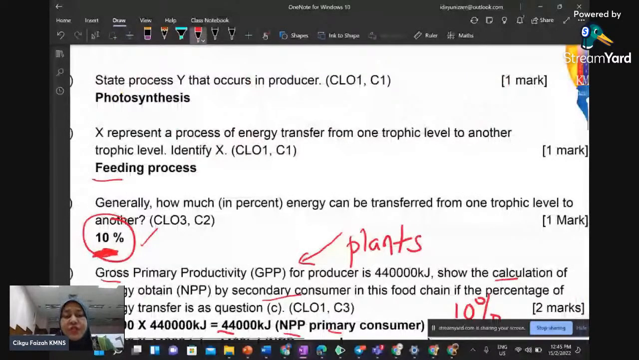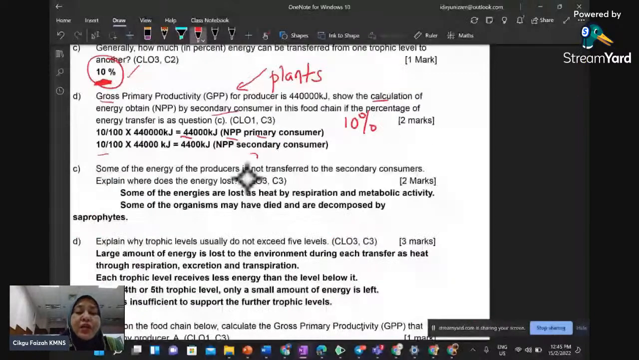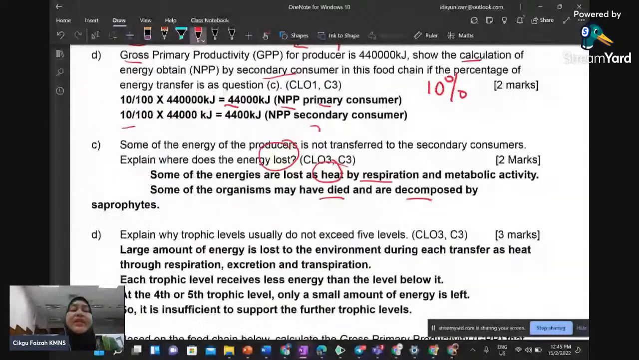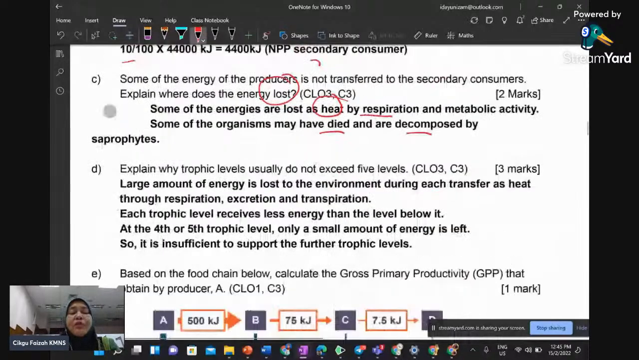Then the question will ask, where does this energy loss go? As a human being or as a living organism, they will lose energy as heat during respiration, and also when they die and undergo the process of decomposition. That is also a process where energy can be lost. This is a popular question, class, so please bear it in mind.